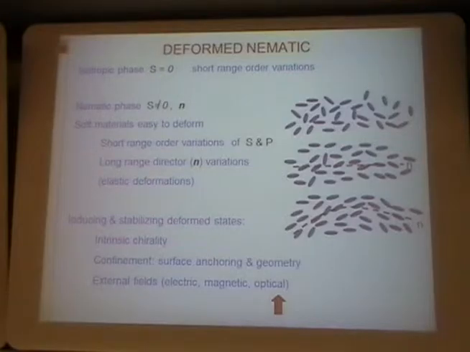Now, how is the nematic deformed, and on what scale? In the isotropic phase, order is very short range, so we cannot talk about real order; everything is on the molecular scale. In a nematic, we have degree of order and director, but on short range we can have variation of degree of order and biaxiality, while on the longer range we have variations in the nematic director. And now we are interested in affecting this kind of order.